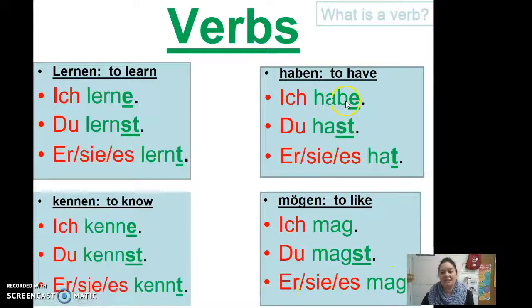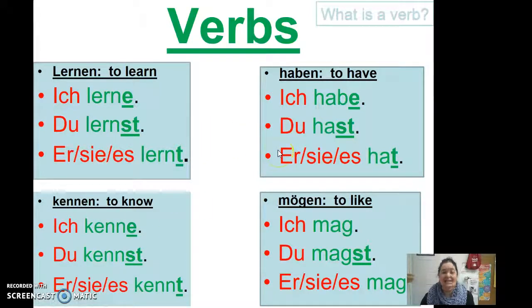Okay, for haben, does it have the same endings that they have over here? Yes, it does. Ich habe, du hast, sie, es hat. So this one does have the same verb endings that the ones on this side had. Now let's look at mögen. Ich mag, du magst, sie, es mag. Does it have the same endings as all 3 of the other ones?